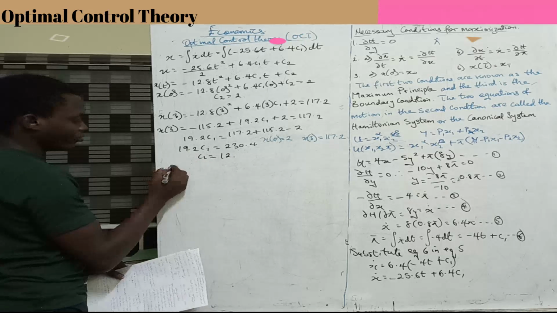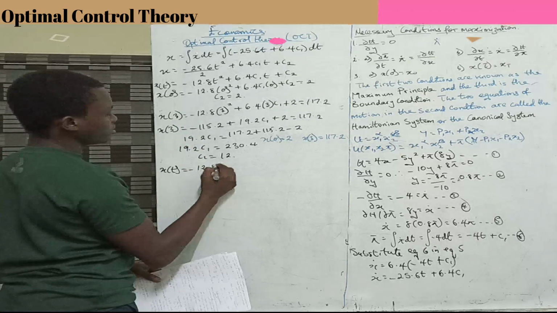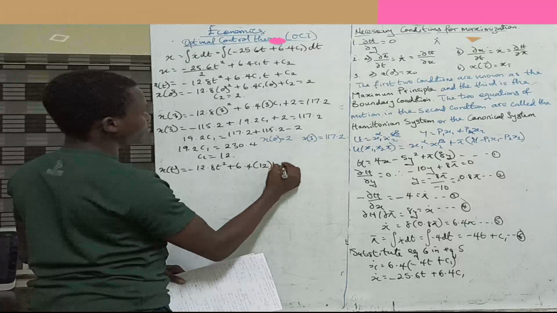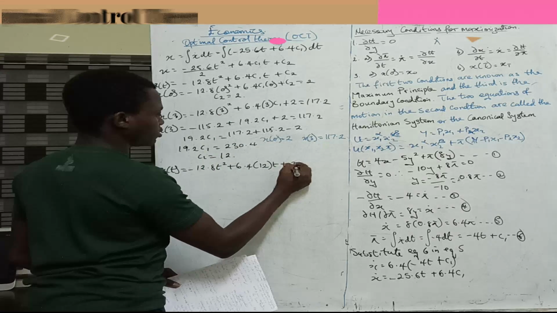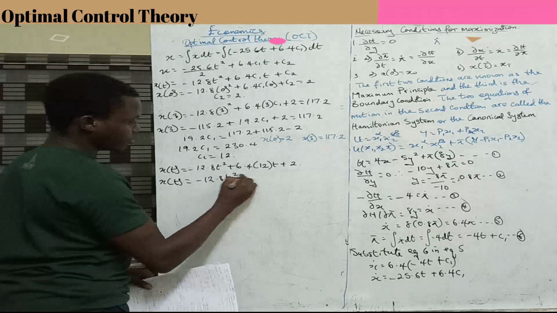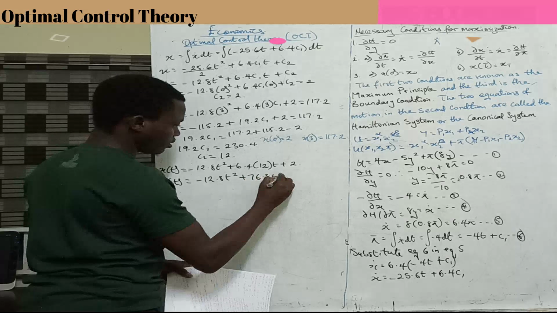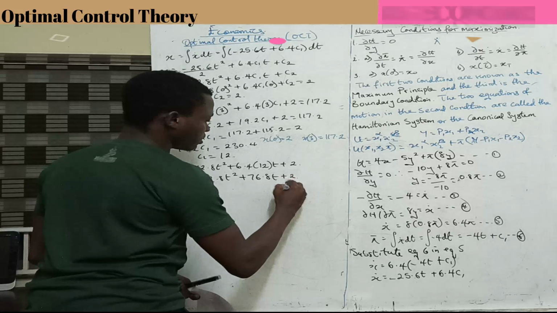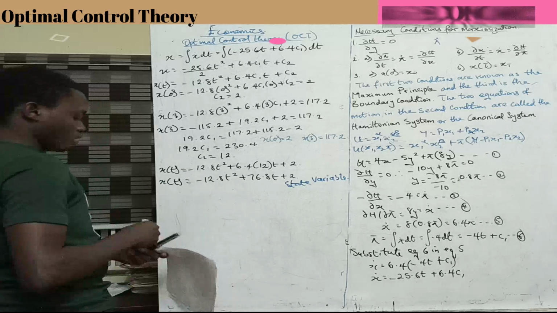So your state variable in full, x(t), is equal to, we go back here, minus 12.8 t squared plus 6.4 times C1, which is 12, t plus C2, which is 2. So x(t) equals minus 12.8 t squared plus 6.4 multiplied by 12, which is 76.8, 76.8 t plus 2. So this is the state variable. Next we look for either our co-state variable or our control variable.